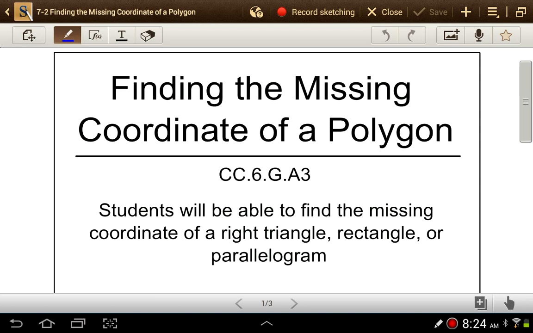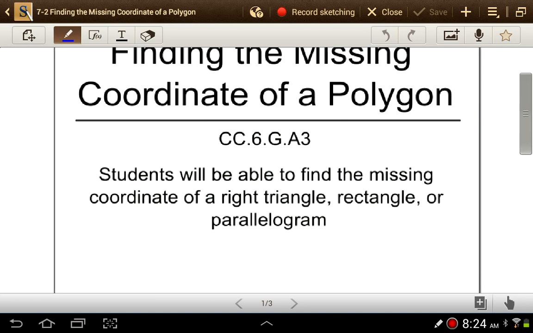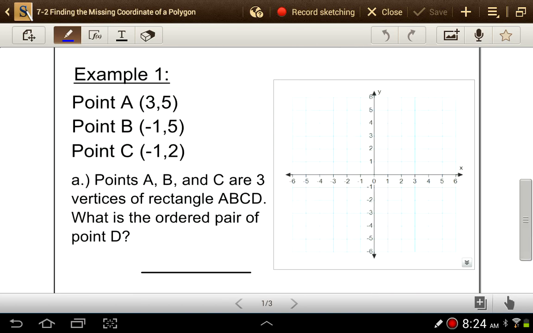Okay, let's move on to our first example. In example 1 here, there's my 3 points. The question is, points A, B, and C are 3 vertices of a rectangle. So that rectangle is A, B, C, D. What is the ordered pair of point D? So we're going to try to find that.